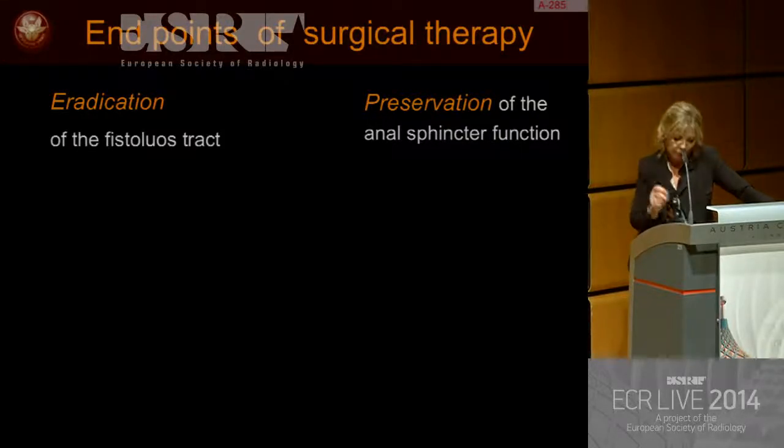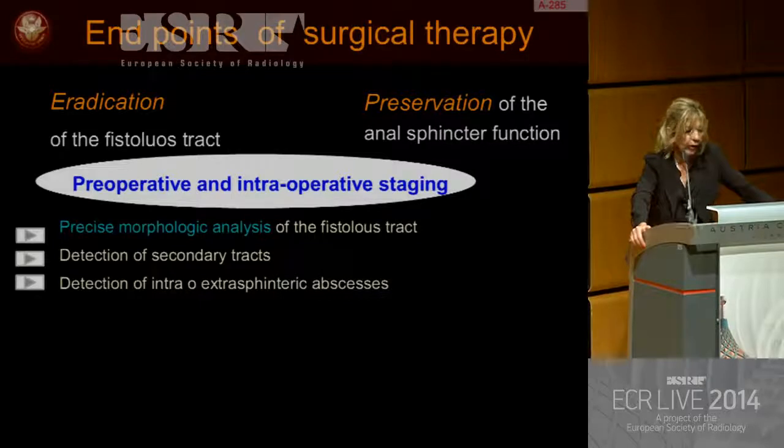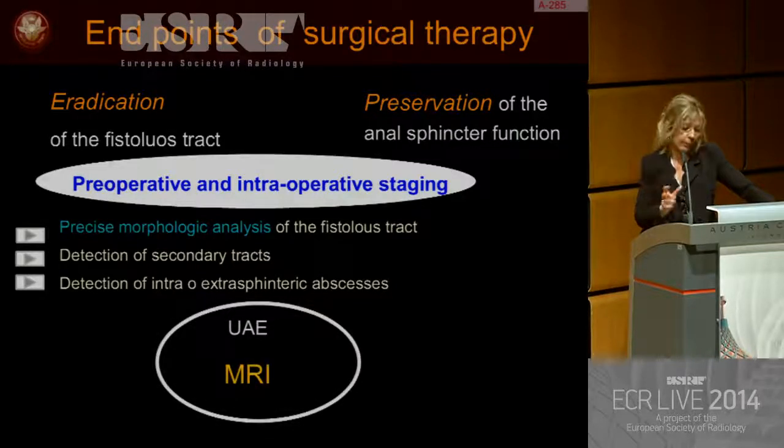Mostly if the patient has to undergo surgical intervention, because the endpoints of the surgical intervention are, on one side, the eradication of the fistulous tract, on the other side, preservation of the anal sphincter function. And for this, we need a very precise morphological analysis of the fistula, of the secondary tracts and of the abscess. And this can be reached with exploration under anesthesia and MRI, MRI being the gold standard.